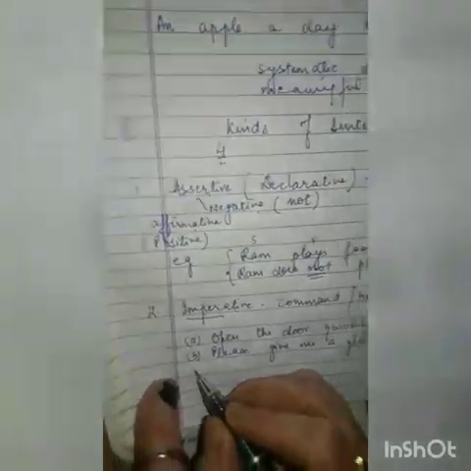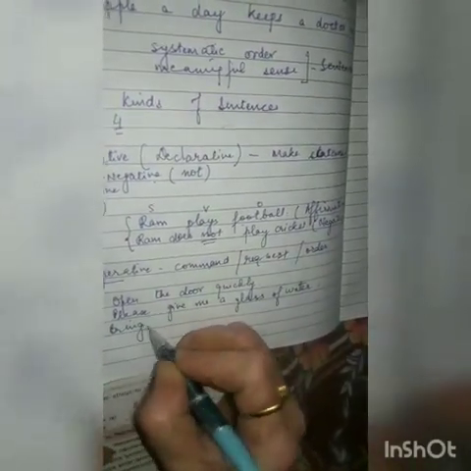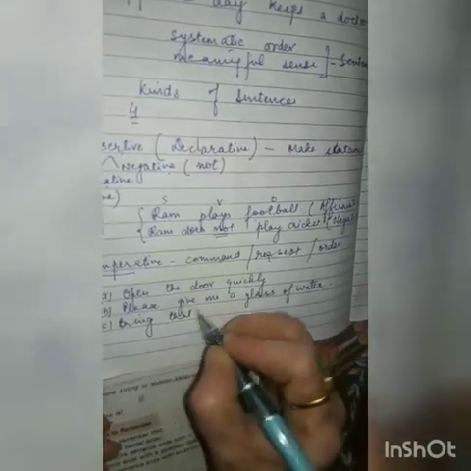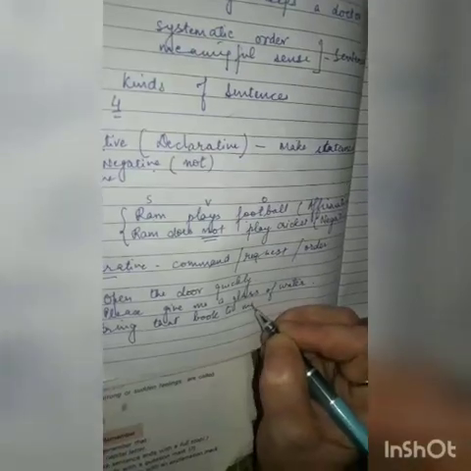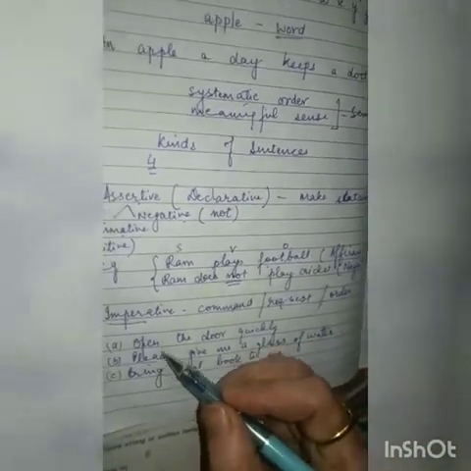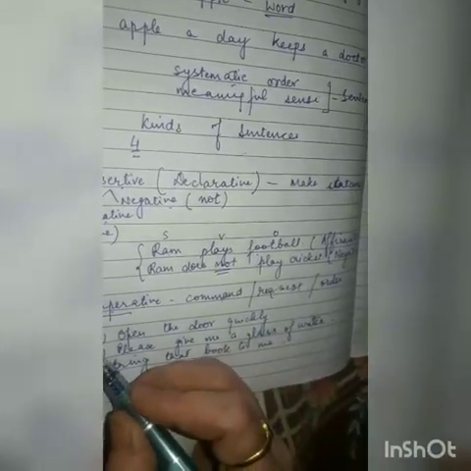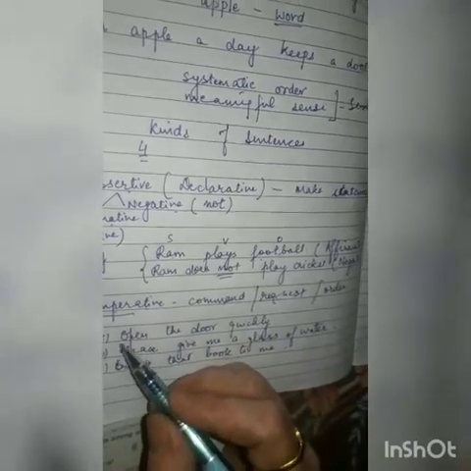Order, bring that book to me. Now, you can see all these sentences do not require any subject. You can assume the subject on your own.